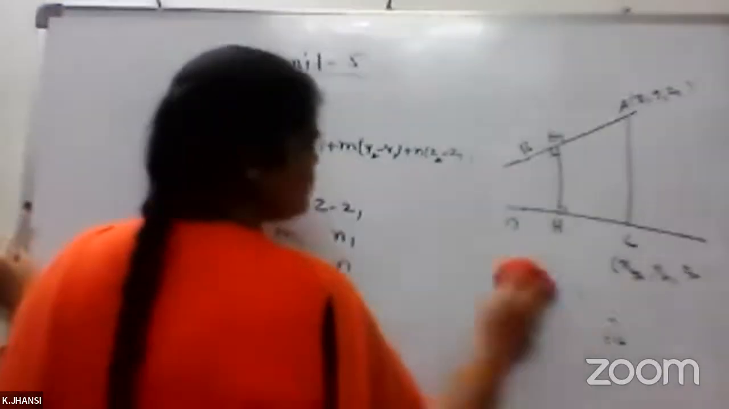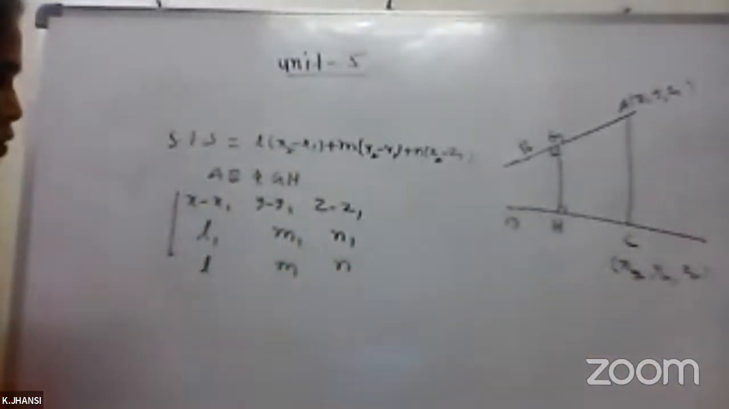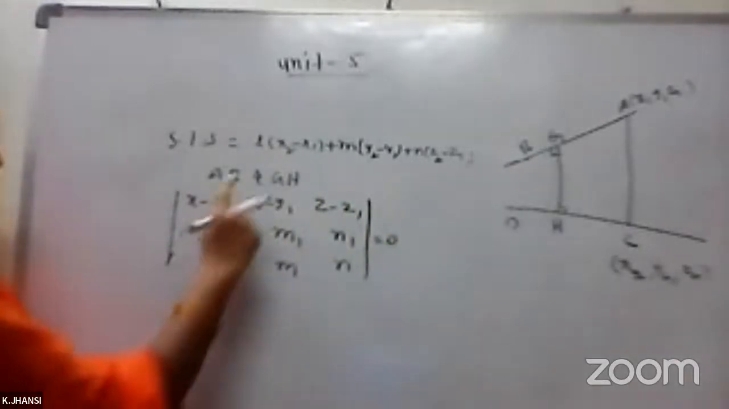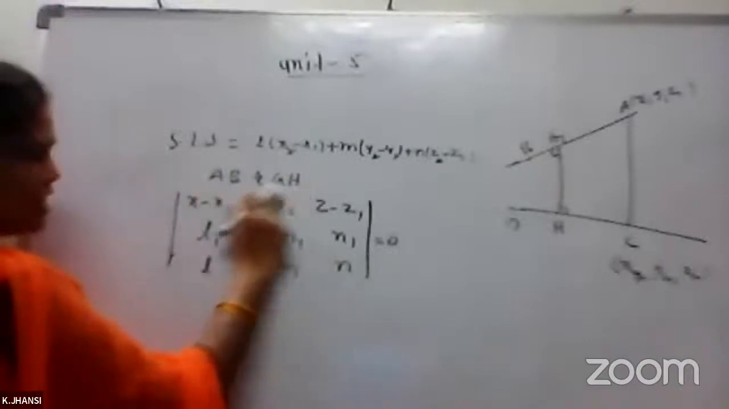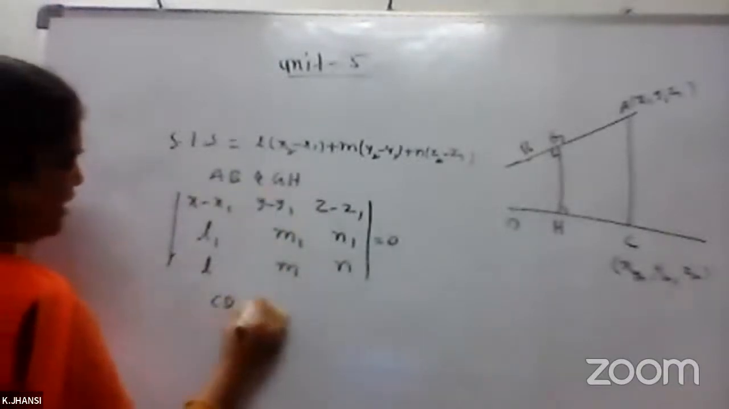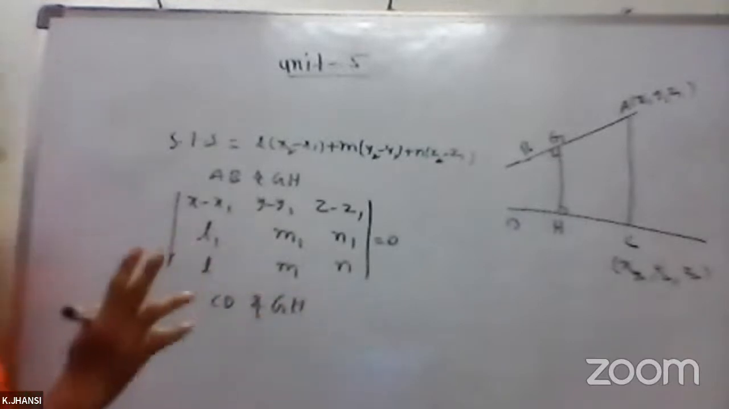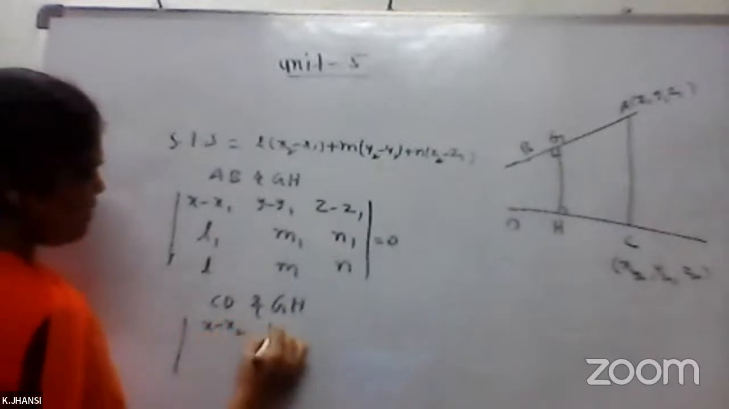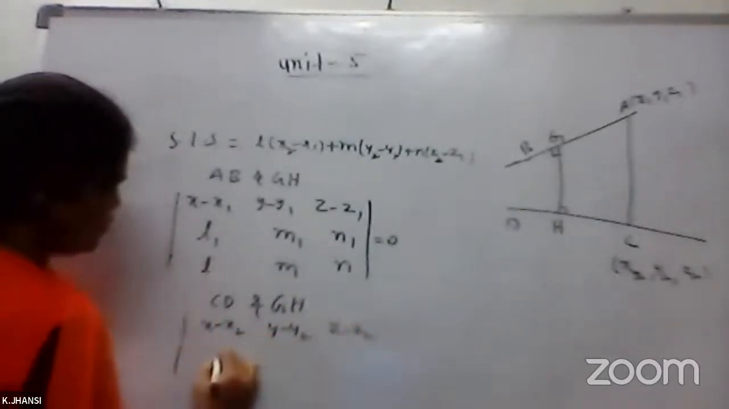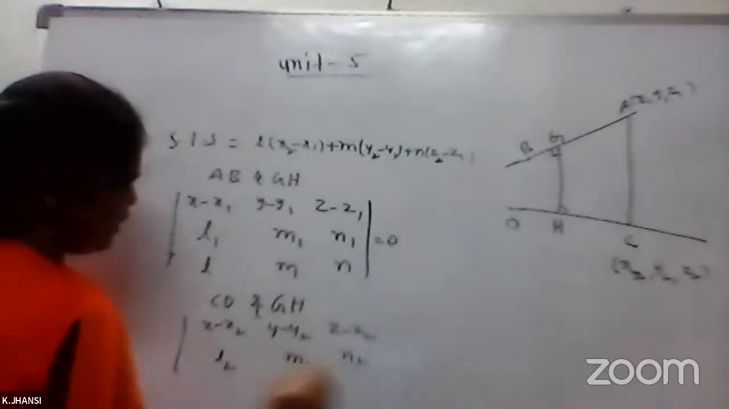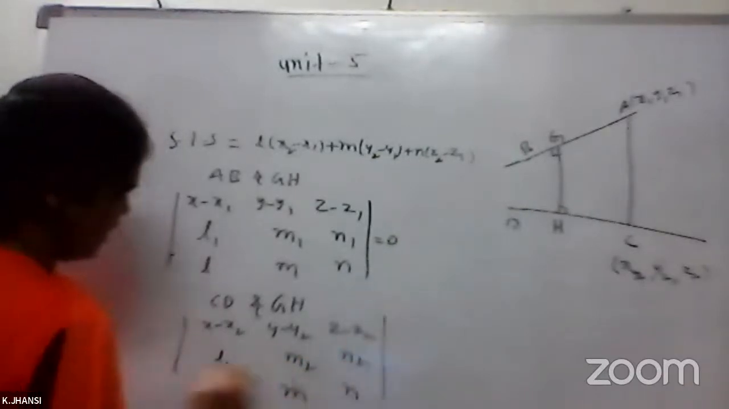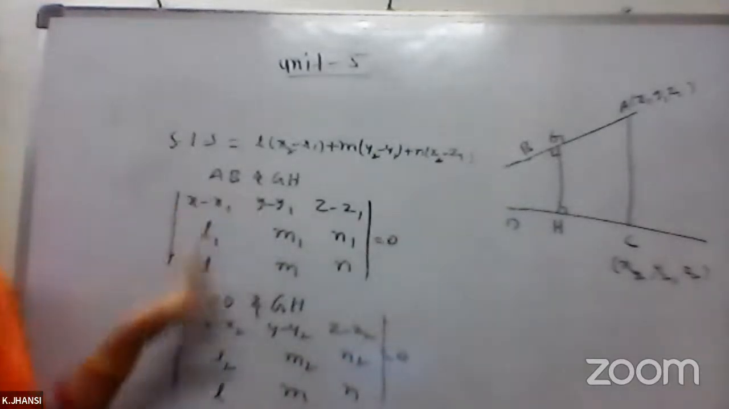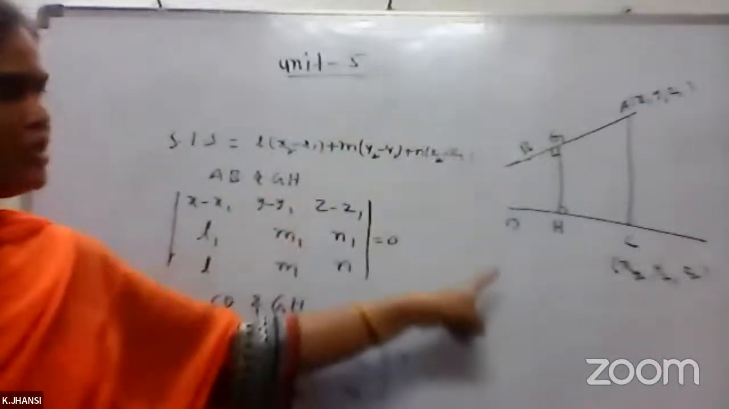Whatever the L, M, N values you are getting in the problem, those values you have to find. If you put them in this formula, you will get one equation of the line with respect to AB and GH. Next you will get CD and GH, so two equations will be there. One is this one, and the next one is x minus x2, y minus y2, z minus z2, this is L2, M2, N2, L, M, N. If you equate it to 0, you will get one equation. That equation is the equation of the plane through line AB and with the projection of GH.